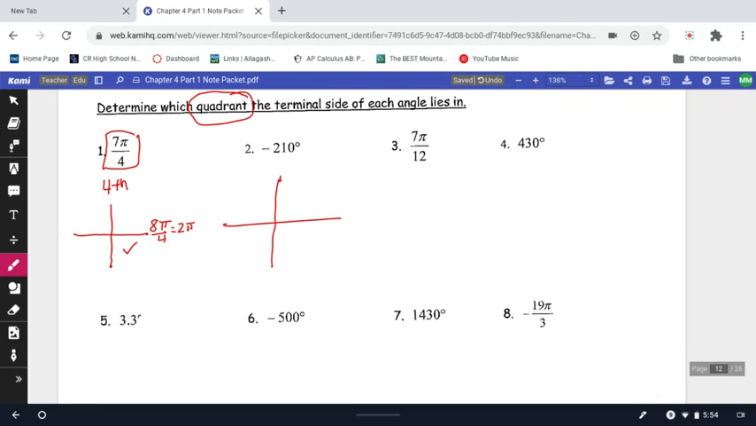Negative 210 degrees. I do the positive version of that. So positive 210 would be in this quadrant. The negative version is always right above it or below it, depending on which quadrant you're in. So this is going to be the second quadrant.